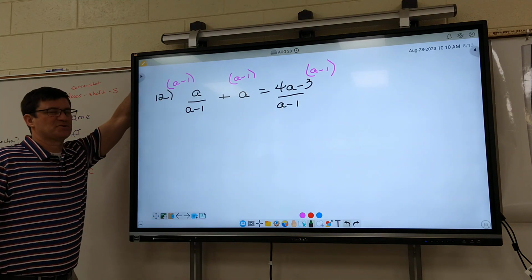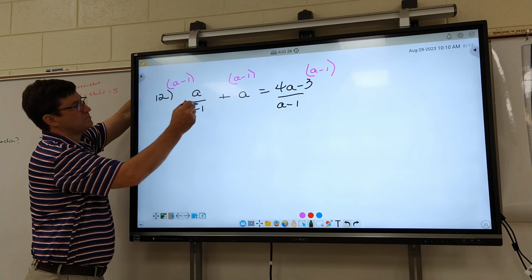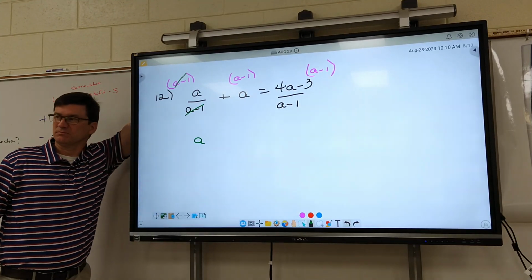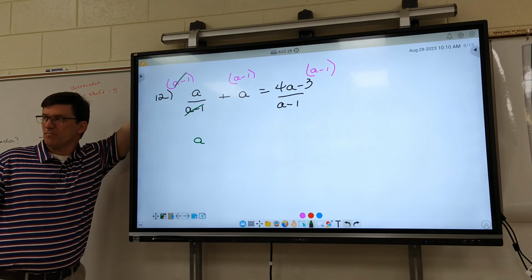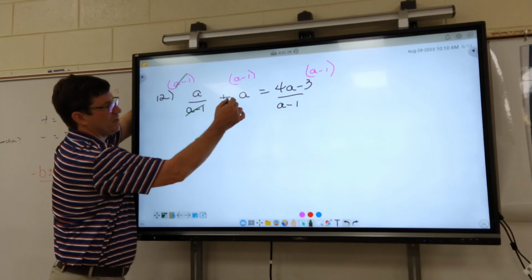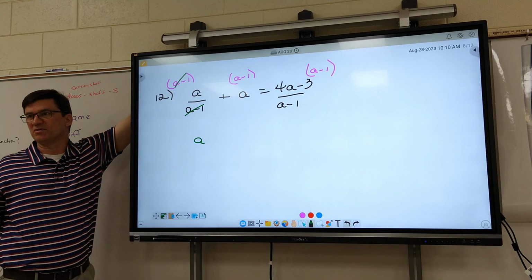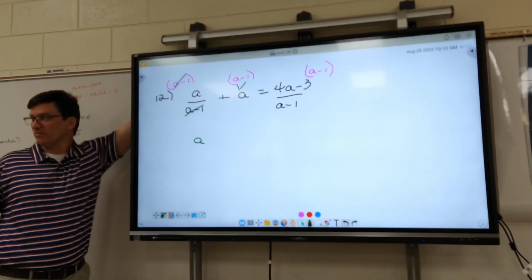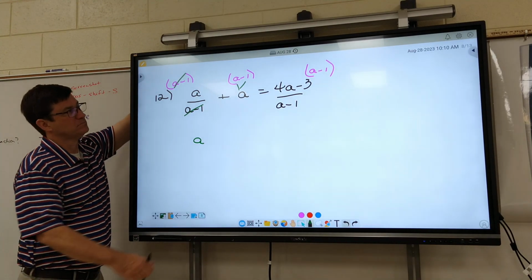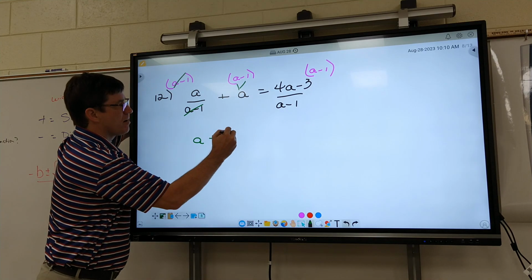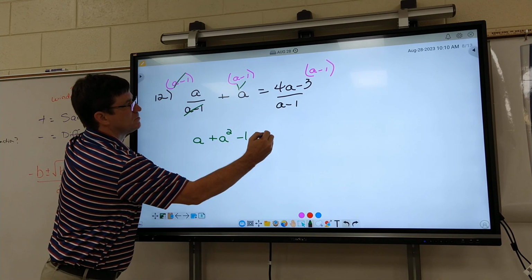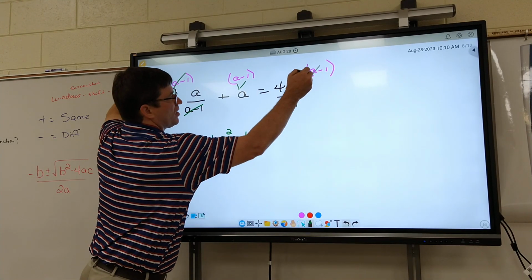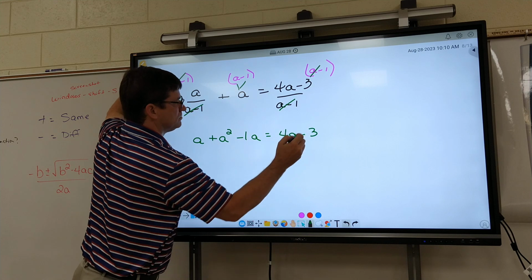All right, help me out. What cancels out on the first fraction? A minus 1. All you can do now is bring down a. That was pretty easy. Does anything cancel down here on the second fraction? No, because you don't have anything on the bottom. So this means you got to distribute before you bring down. So a times a is a squared minus 1a. And these mark out and you bring down 4a minus 3.